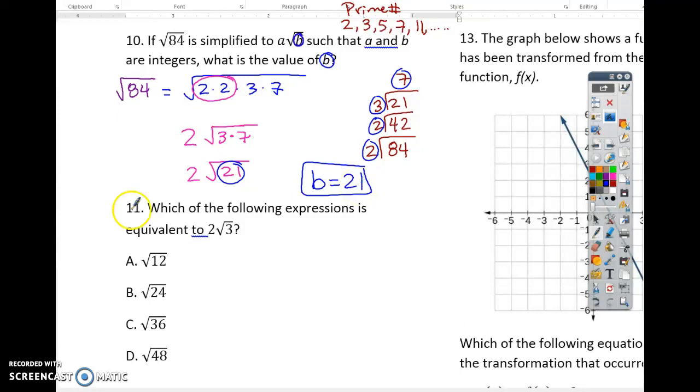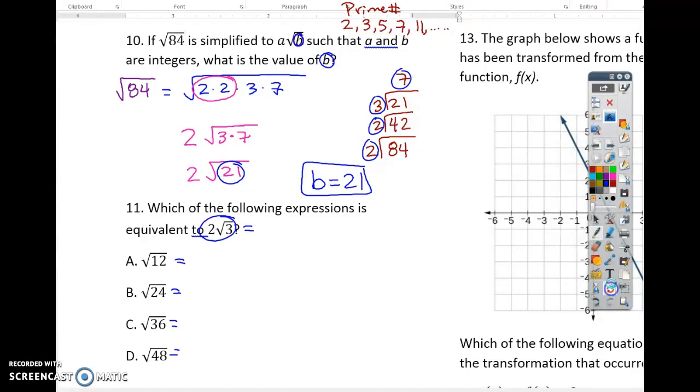Okay, for number 11, you're going to have to simplify all of these and see which one gives you 2 square root of 3. Or you can put this in the calculator, see what it gives you. Put all of these in the calculator, see what they give you, and find the one that matches. That's how I want you to do it on the test tomorrow.